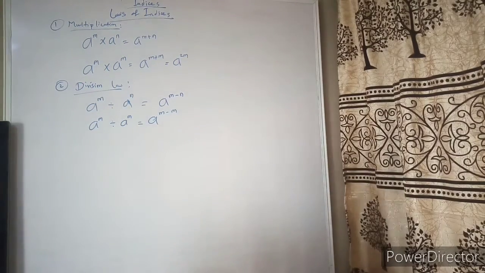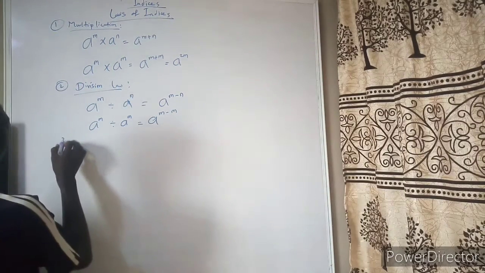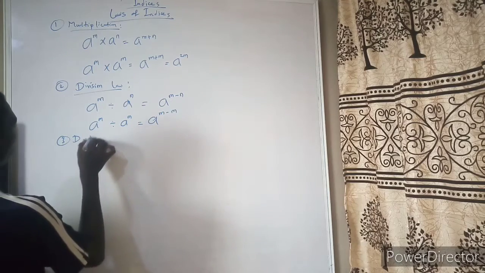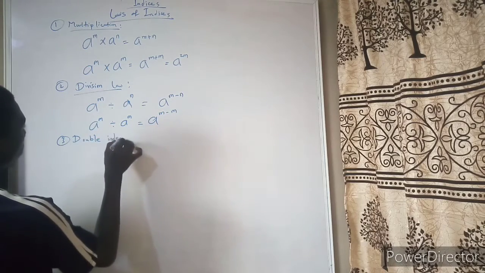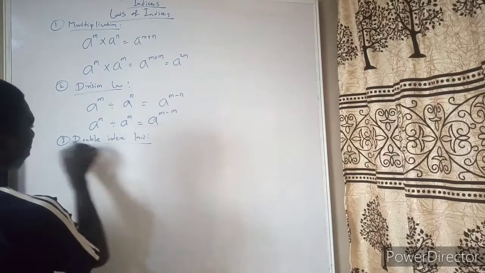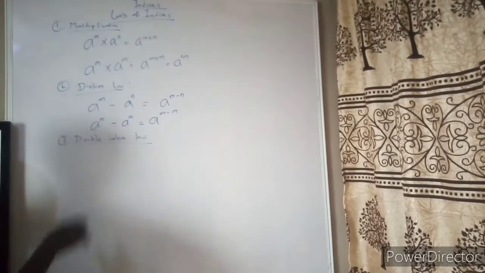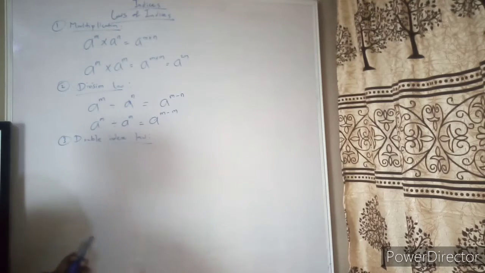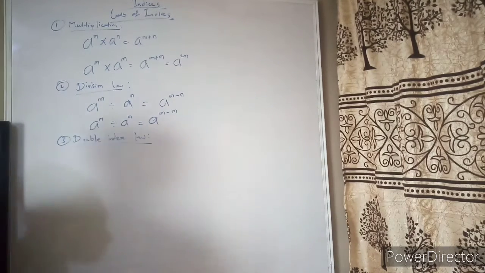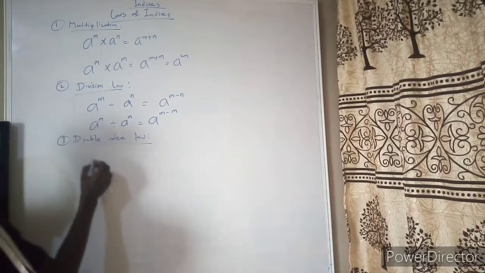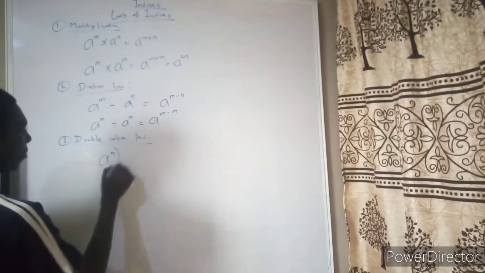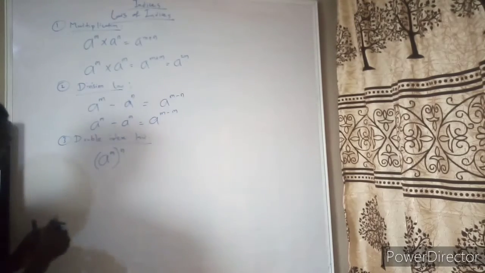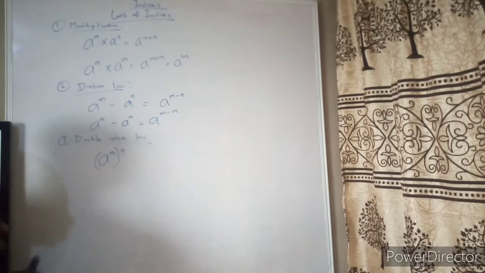Now the next one is the double index law. As the name implies, double index. I've said index means power. So double power law simply means there are two powers involved in this kind of law. If you are given a raised to the power m, all raised to the power n, you can see that we have two powers, though it can be more than two.